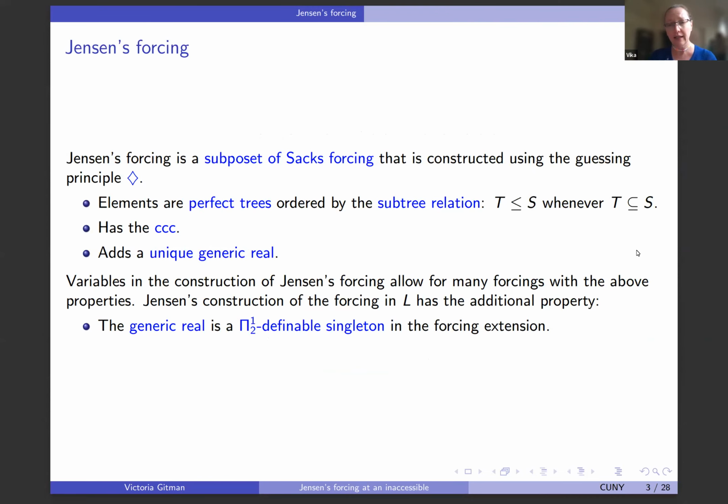So Jensen's forcing was introduced by Jensen around the 1970s, and he constructed it in L using the diamond principle. So it's a subposet of Sacks forcing. So elements are perfect trees ordered by the subtree relation. And it has two key properties which Sacks forcing doesn't have. It has the CCC.